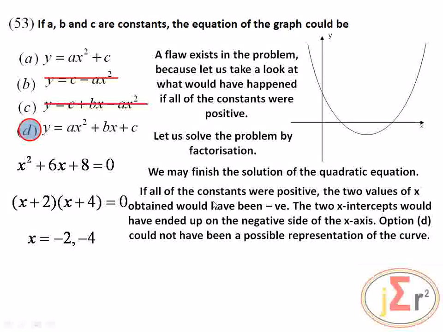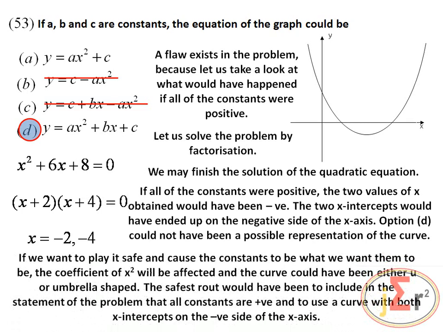One may now be critical of Rita James' mathematics resources and say, you are the one to be blamed. You are the one saying that the constants should be positive, but the statement of the problem did not say that. But what is the drawback in not saying that? If we want to play it safe and cause the constants to be what we want them to be, the coefficient of x squared will be affected and the curve could have been either U-shaped or umbrella shaped.